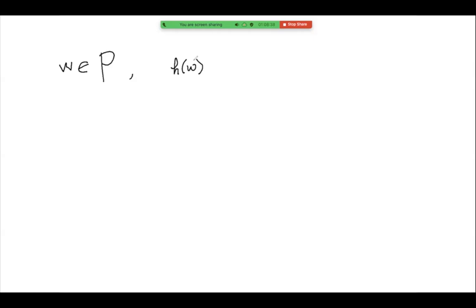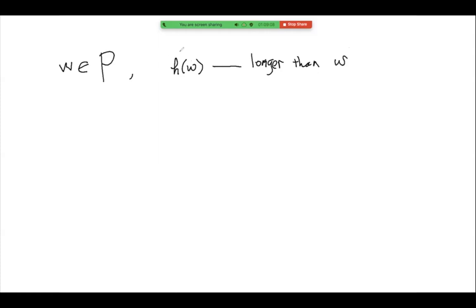So first of all, we know w. h of w is longer than w. Maybe this w is 8 characters long, 10, 18, and so on. Usually it won't be too long. But h of w tends to be longer because h is a hash function.